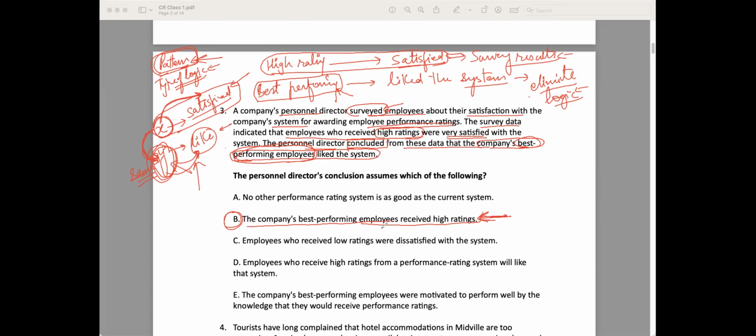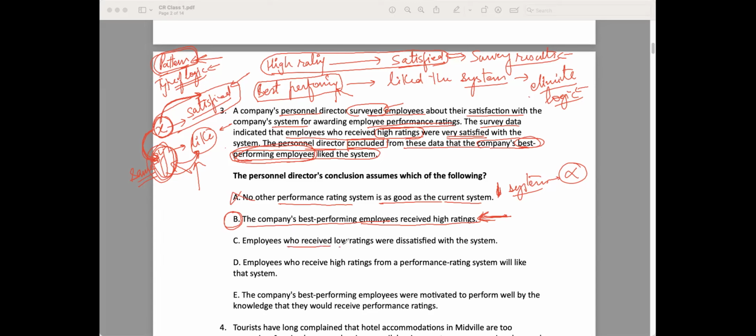Let's see. Option A: no other performance rating system is as good as the current system. We are dealing with one system. We are not comparing it with other systems. There is no comparison being made. It's not about the comparison. Whether it is best or not, that's not the thing. We are talking about one system. Some people are happy, so they must be liking the system. That's the argument. Whether they like other systems better or not, that's not the question. So option A is out.